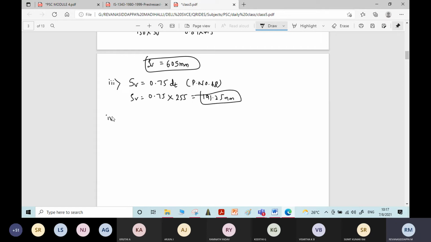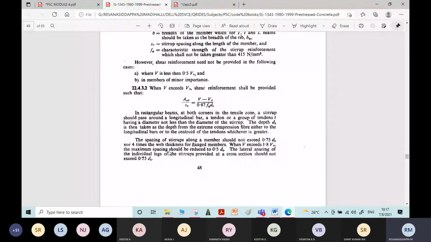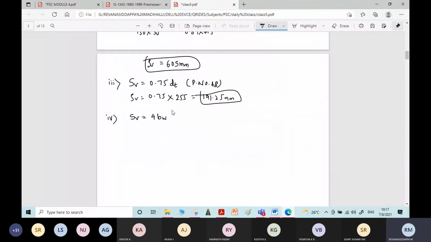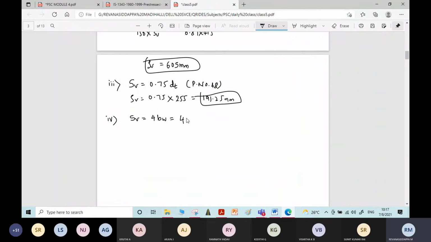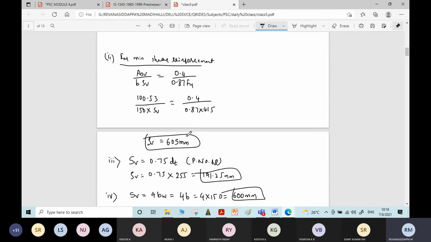And fourth calculation for spacing: 4 into SV is equal to, he said 4 times width of web, in the theory at page number 48. Okay, 4 times the web thickness of flanged members, he said. But here we have the rectangular section, so width of rectangle we have to take, 4 into B. 4 into 150 is equal to 600 mm. Okay. Like this, we have to calculate the spacing by 4 different calculations.